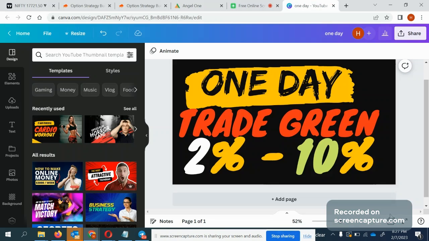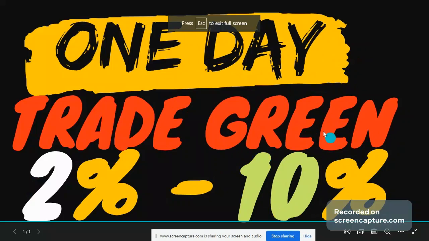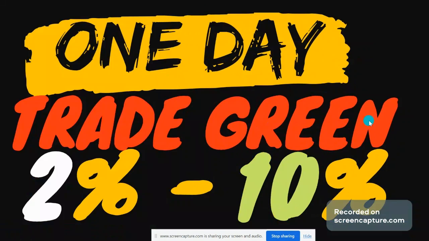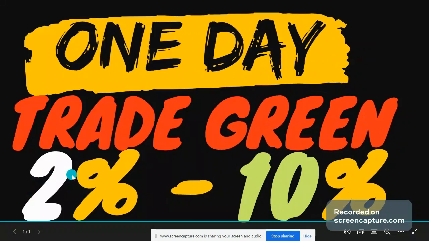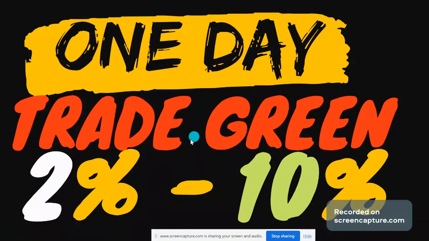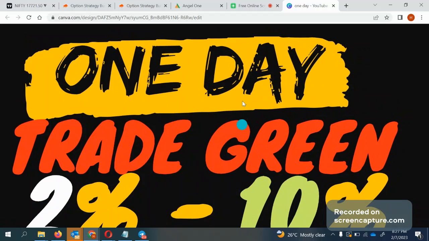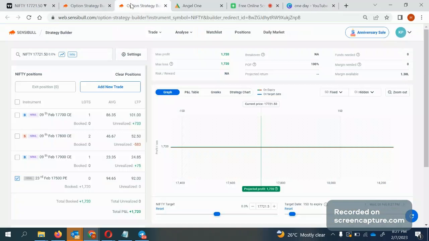So today we will discuss, okay, this slide says within one day I made my trade green. Now that particular trade is giving you a minimum of 2% and a maximum of 10%. I'll explain you the entire trade logic. Try to be with me, guys, and do not come into the comparison mode.